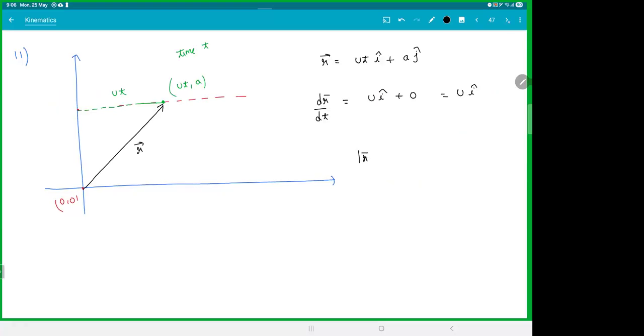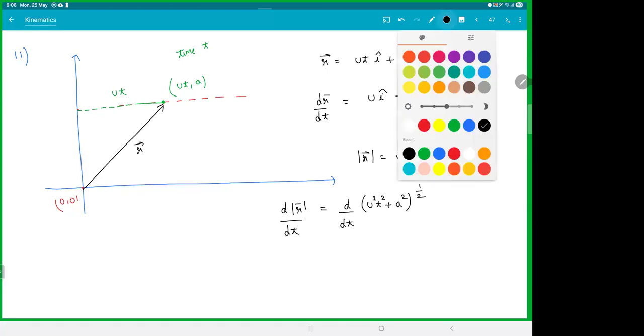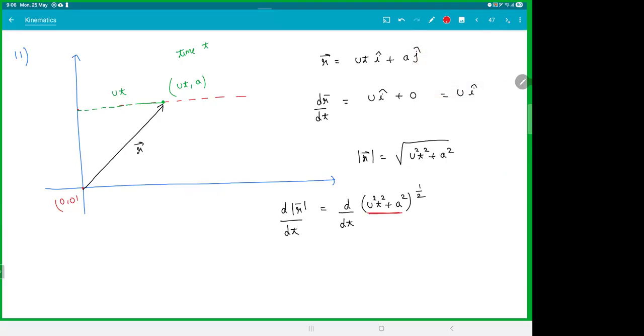What is mod r bar? Mod r bar is root over u square t square plus a square. Now you're asking me to differentiate this one, d mod r by dt, which is d by dt of u square t square plus a square whole power half. Hope you guys remember chain rule. This is a function to the power of half. So differentiate this. Half into the function, which is u square t square plus a square whole power half minus 1. Then differentiate whatever is inside. That is u square t square plus a square.